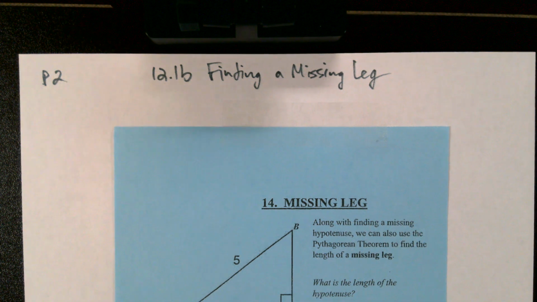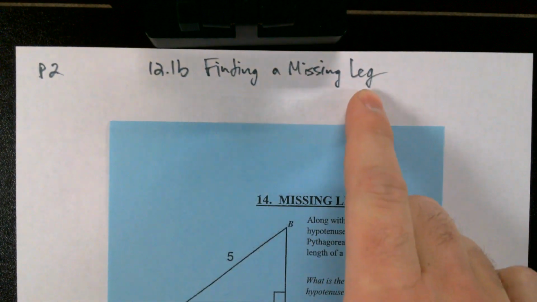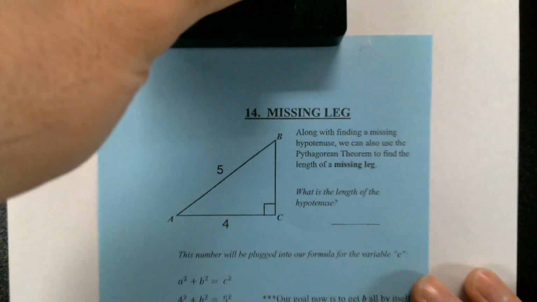So, this is the second half of 12.1. The first half, we only focused on finding the missing hypotenuse. But now we're going to look at finding the missing leg. So, let's take a look at this triangle here.